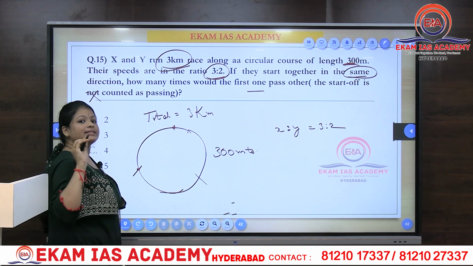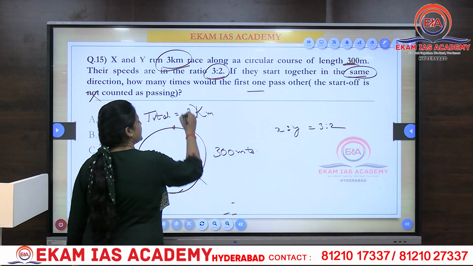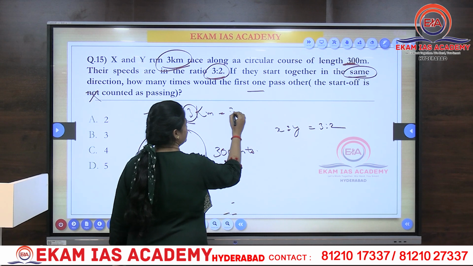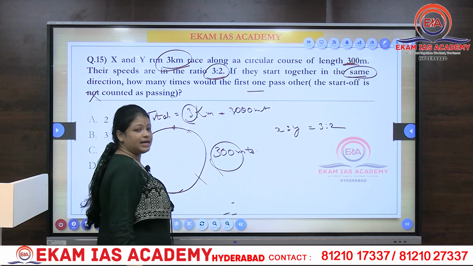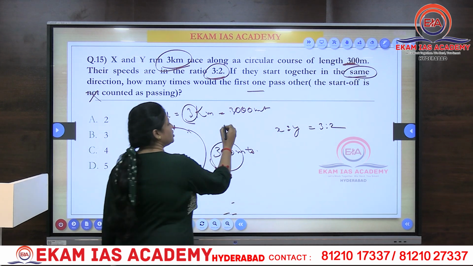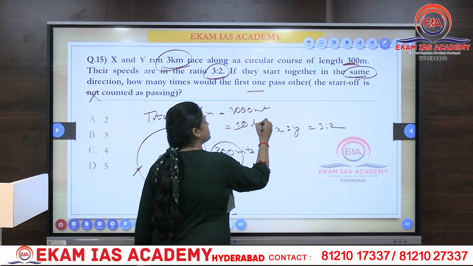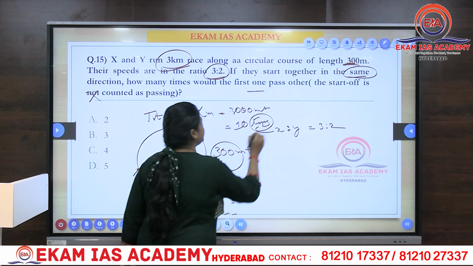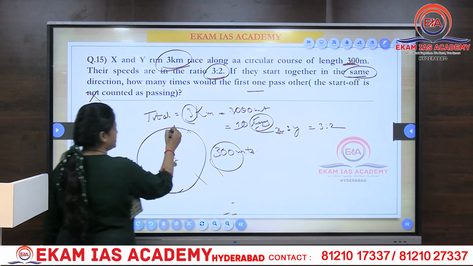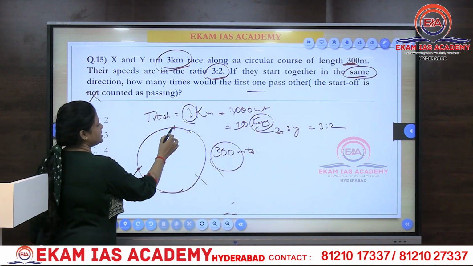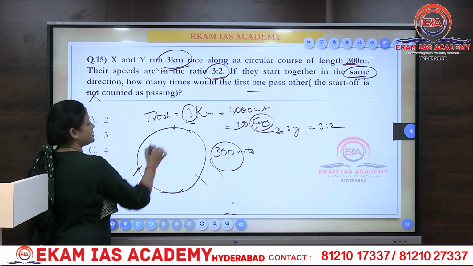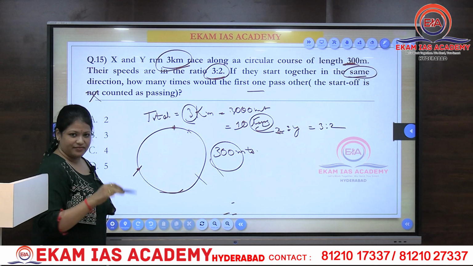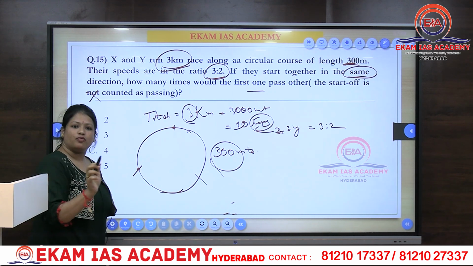Why do we have to take many rounds? The total race is 3 kilometers. That means 3000 meters of race. We have only 300 meters of track. So we have to take 10 laps. So in 10 laps, X will touch the starting point after every lap. But this is not the case for Y.